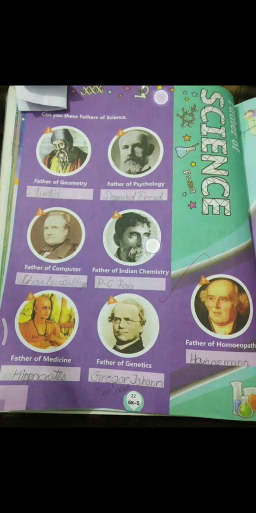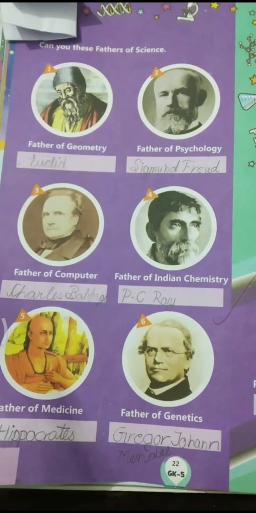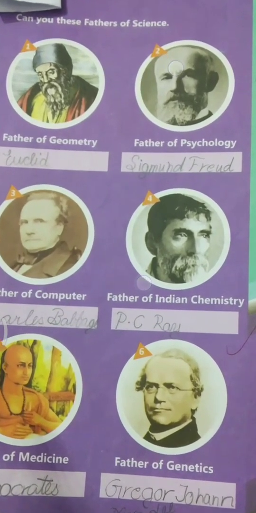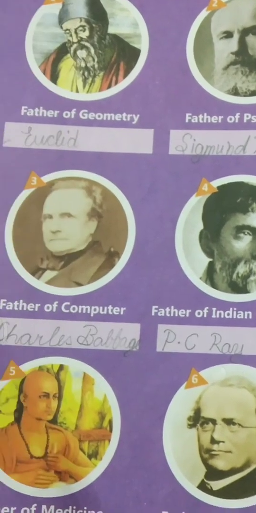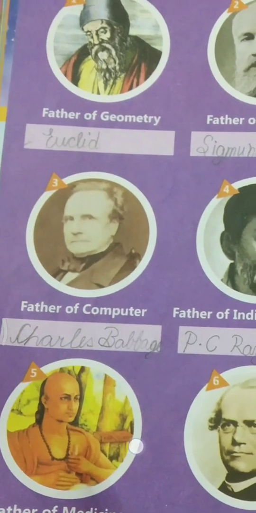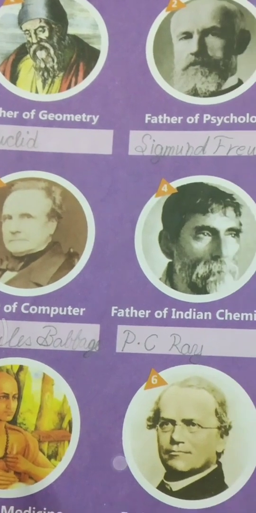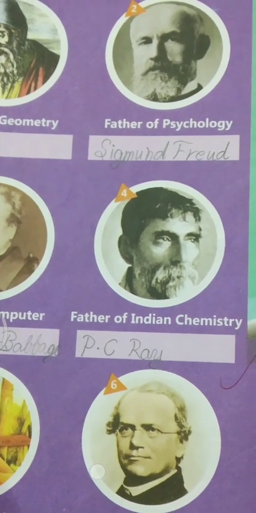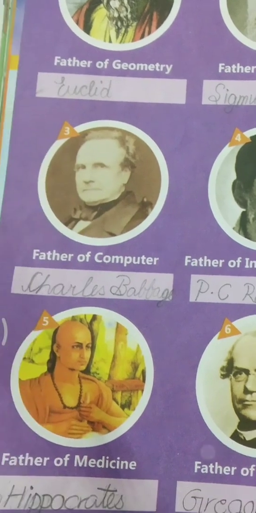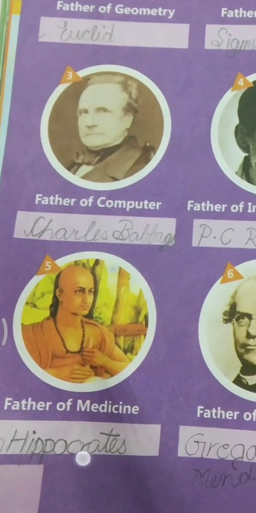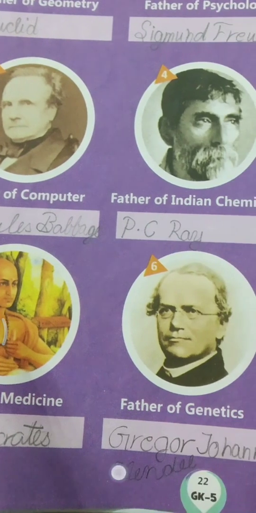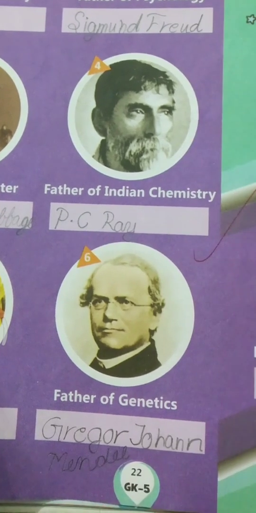Father of Science. Who is the father of geometry? Euclid. Who is the father of psychology? Sigmund Freud. Who is the father of computer? Charles Babbage. And who is the father of Indian chemistry? P.C. Ray. Who is the father of medicine? Hippocrates. And who is the father of genetics? Gregor John Mendel.